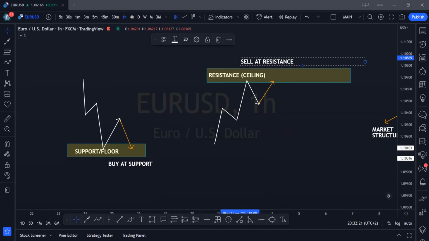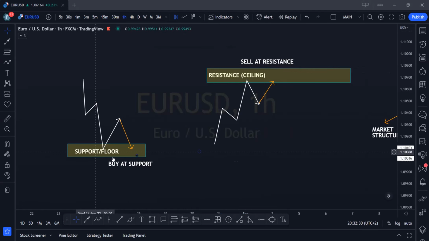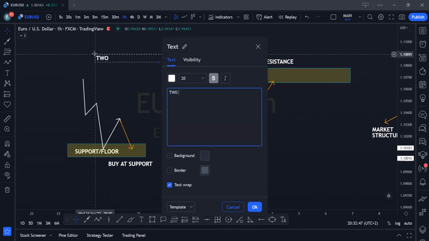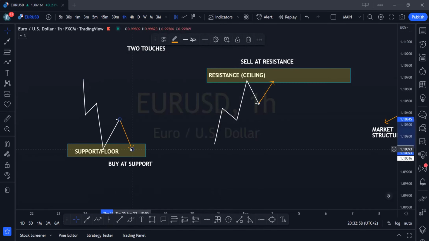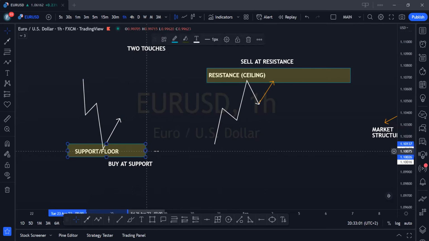So let's go a step further in validating a resistance zone and a support zone. Ideally, how do you validate that a support zone or a resistance zone is valid? You are looking for at least two touches of a support zone or a resistance zone to validate that zone. So let's run an example for support.